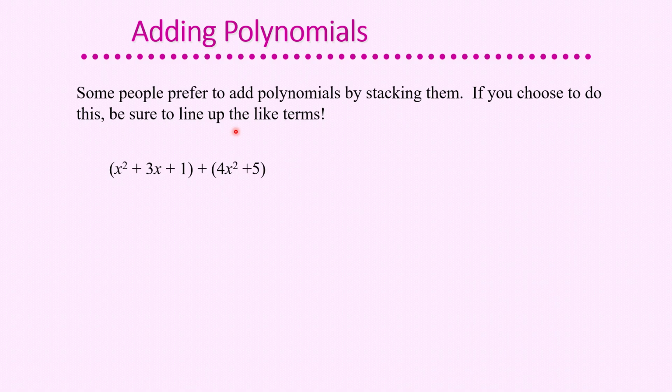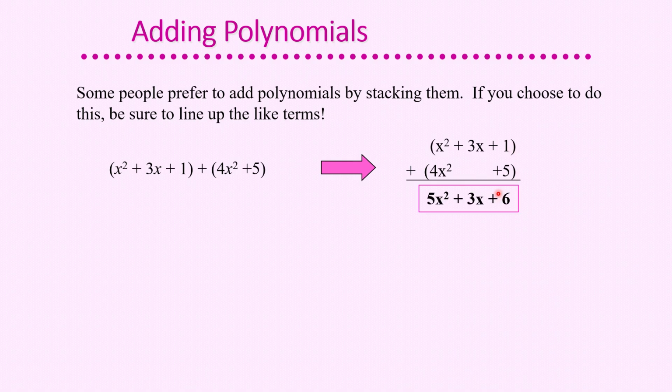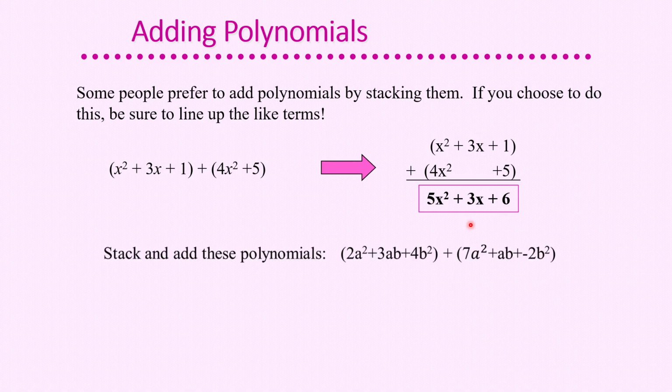So from x squared plus 3x plus 1 plus 4x squared plus 5, let's stack together. As you can see, 4x squared and x squared are lined up together, and 1 plus 5. So we got 5x squared plus 3x plus 6. Since 3x has no partner, just put it down. Then, let's stack and add these polynomials.